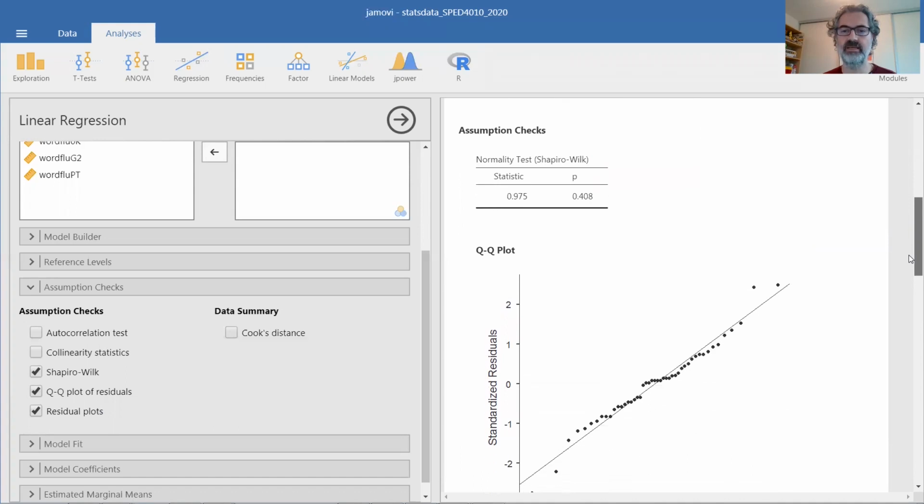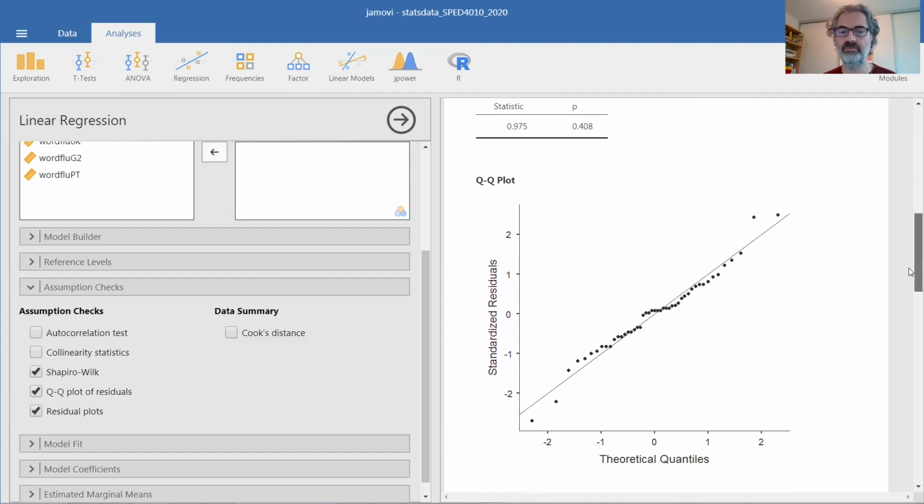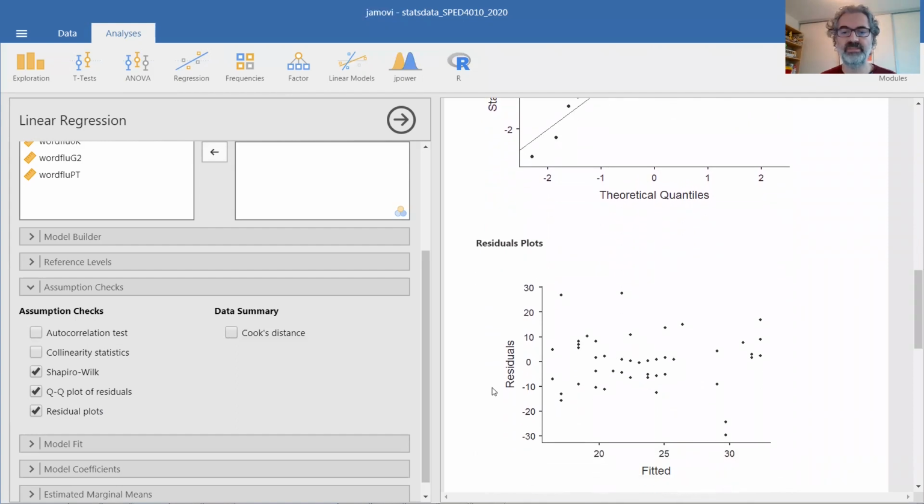We see that the normality assumption is not violated. We have a non-significant Shapiro-Wilk and a good-looking QQ plot. This is the plot of residuals versus fitted. This means predicted or estimated.